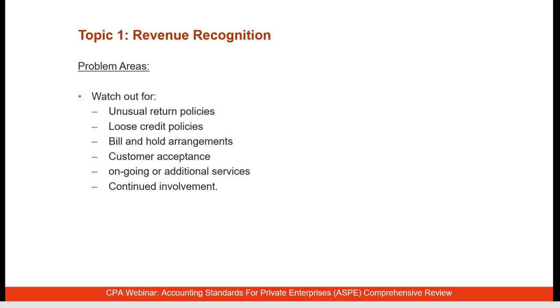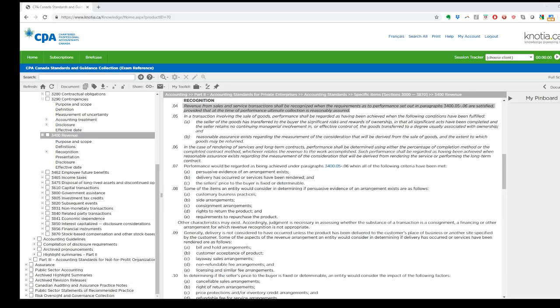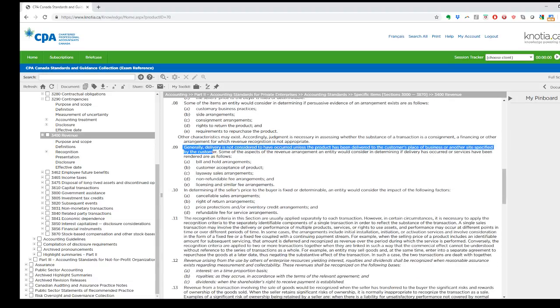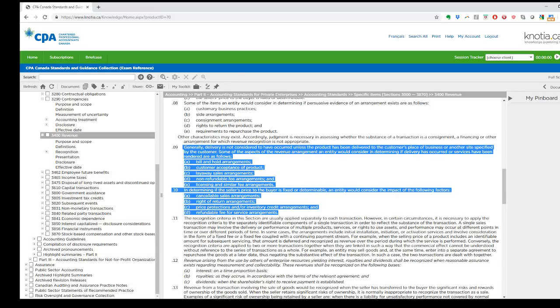At the same time, I'm just showing you what that would look like. So in terms of guidance to help you, I want you to take a look at, again, going back to the handbook, and I'm pulling up the section here. You can see right in this section, generally delivery is not considered to occur unless the product has been delivered to the customer's place of business or another site specified by the customer. Some of the aspects of the revenue arrangement an entity would consider in determining if delivery has occurred or services have been rendered are as follows: bill and hold arrangement, customer acceptance of products, layaway sales arrangement, non-refundable fee arrangements, licensing and similar fee arrangements. And sometimes there are things called cancelable sales arrangements, right of return.